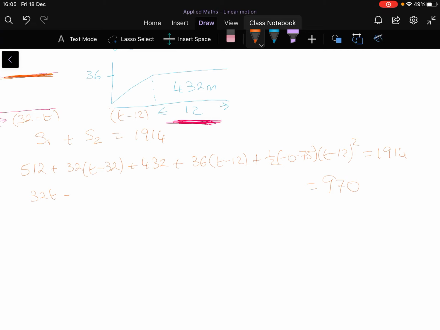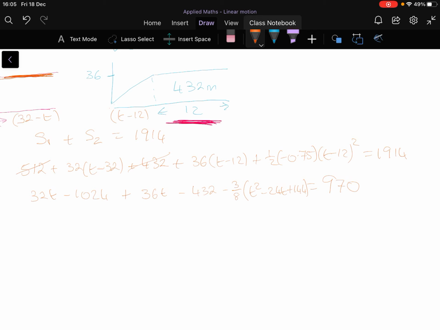Minus 32 times 32 is 1024. Plus that's already been used. I've already brought that across, and I've brought this across, this 512. The next thing I'm multiplying out is 36 times t, which is 36t, minus 36 times 12, which is going to give me 432. The next one then is going to be minus 3 over 8. And when I square out that bracket, I'm getting t squared minus 24t plus 144.